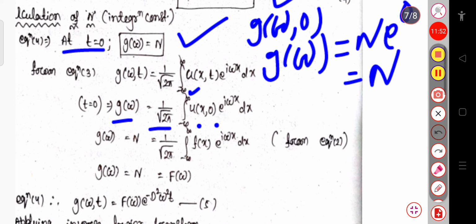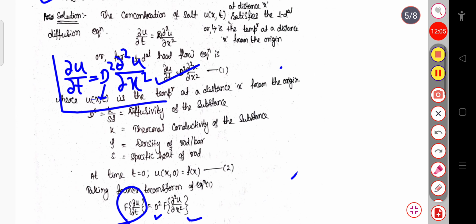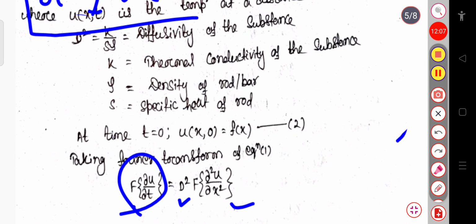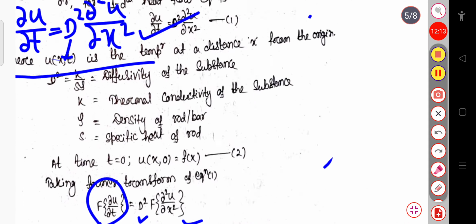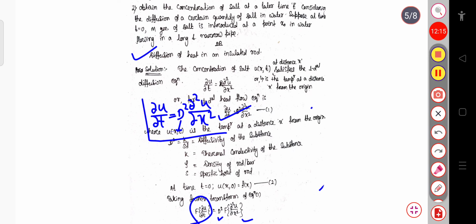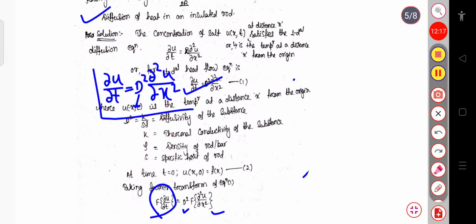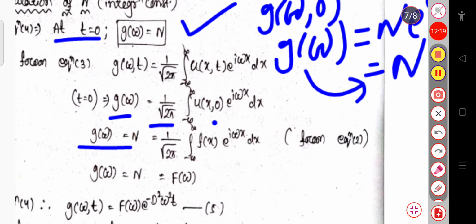I can write like this. Now this g omega is nothing but n, so g omega equals n, and this is also equal to, in place of u of x comma 0, you can see here we have considered u of x comma 0 equal to f of x in equation 2. This is our boundary condition. From the starting we have considered that u of x comma 0 is f of x. So in this part, if I put u of x comma 0 as f of x, then the equation will be like this.